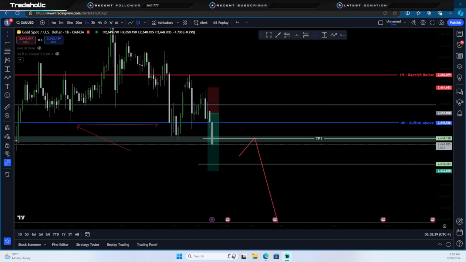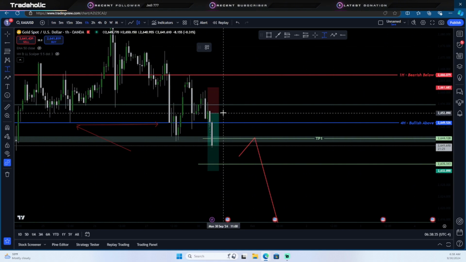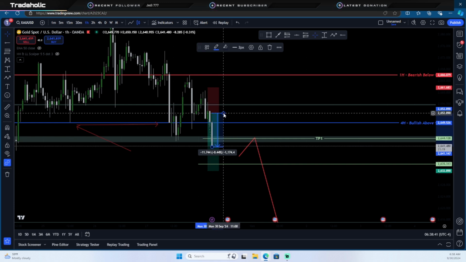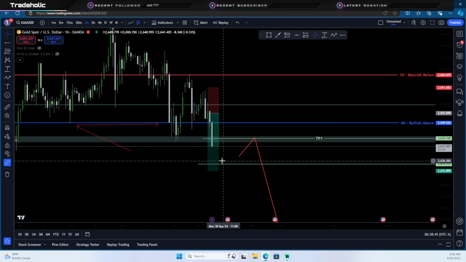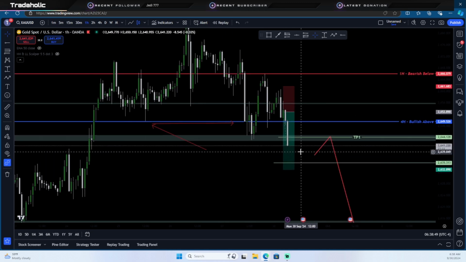And just like that, TP1 was hit. We're floating in decent profit, around 116 pips in profit, right? 116 pips in profit on gold. That's very, very, very good. TP2 is about 180, almost 190 pips in profit.